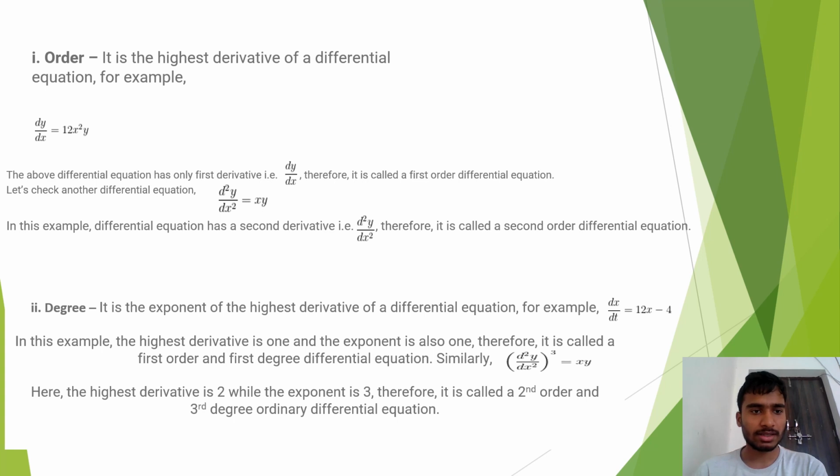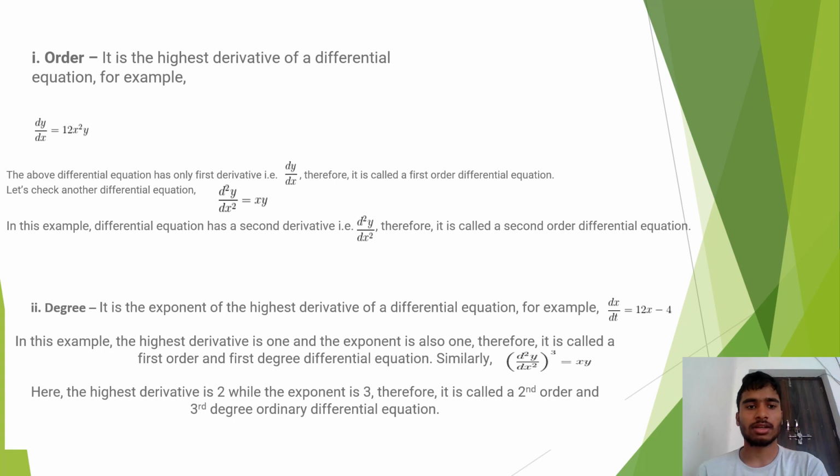dy by dx is a derivative. If it has d square y by dx square, it is the second order derivative. Now we have looked at only the first order derivative. Going to the second order derivative, let's check another differential equation. d square y by dx square is equal to x. In this example, the differential equation has a second derivative, i.e. d square y by dx square. Therefore, it is called a second order differential equation.